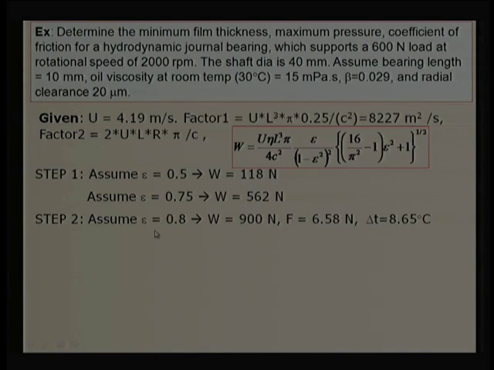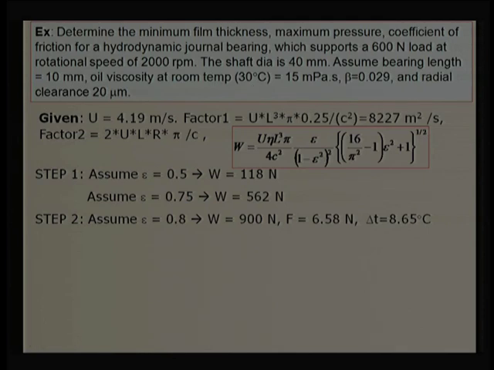So, eccentricity 0.8, what are we going to get? W is 900 Newton, which is 50% higher than this. Naturally, we can decrease this, take an intermediate value of these two. But we know the viscosity used in this calculation is 15 millipascal second, and that is at room temperature. We have not calculated at the operating temperature, and viscosity is going to be lesser than this at the operating temperature, which is going to reduce the load carrying capacity.